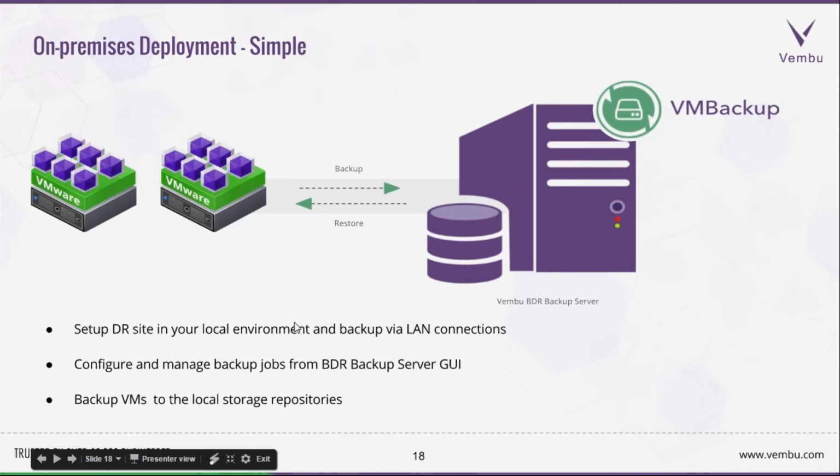When we speak about the deployment scenarios, the simple deployment mode is where, from the Vembu BDR server itself, you can directly add the VMware ESXi server or the vCenter credentials using the Vembu BDR backup server's GUI. It will directly pop up the virtual machines and you can start configuring the backup on the BDR server itself.